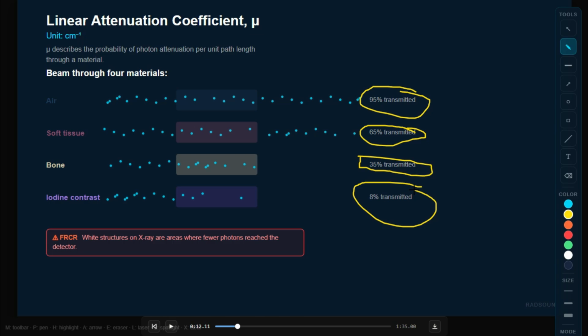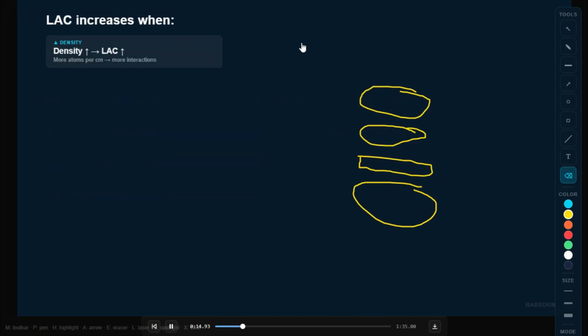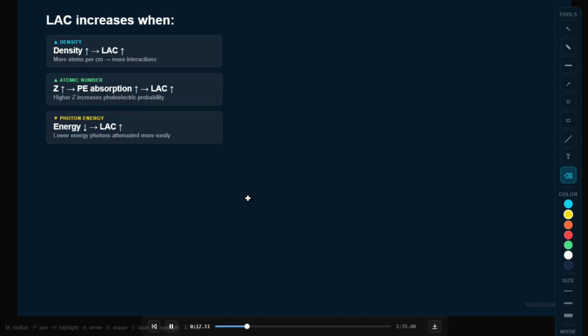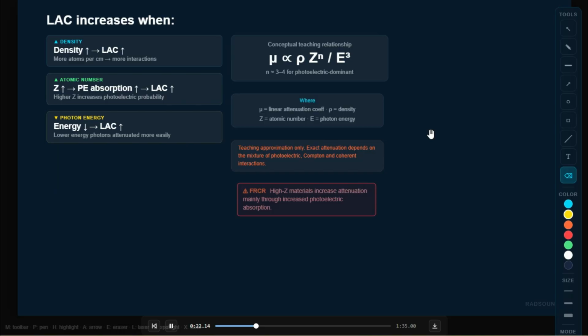And the gray areas are most substantial, almost half of them, okay, half of the beam was attenuated. So this is the concept, as you can see here. Now, what are the factors affecting the linear attenuation coefficient? You can say we have density, we have energy, and we have atomic number. Let us explain this in detail.